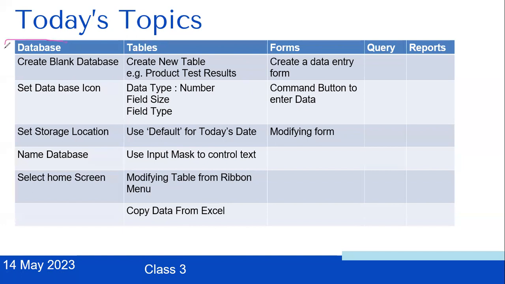So one is about the database, what we can do and create. And then we have the tables. In the tables, we'll try to create a new table, and we'll go through data types, the number data type. And then we try to understand how we can set today's date when you want to enter the data, using the default field. And then we'll see how we can control the text using the input mask. And we'll see how you can modify the table from the ribbon menu in Access, and how we can copy the data from Excel.